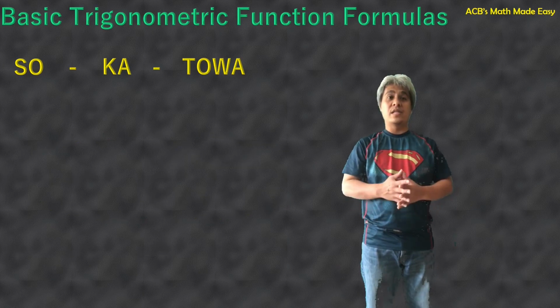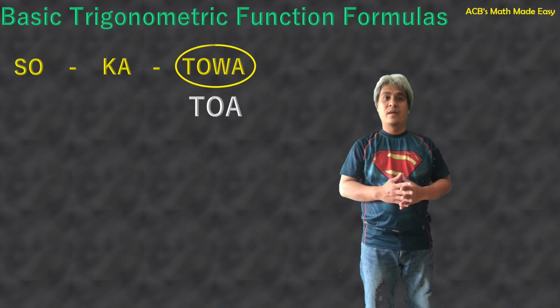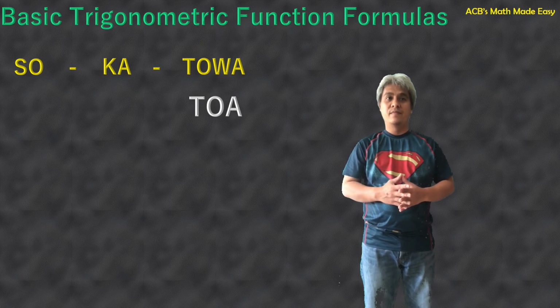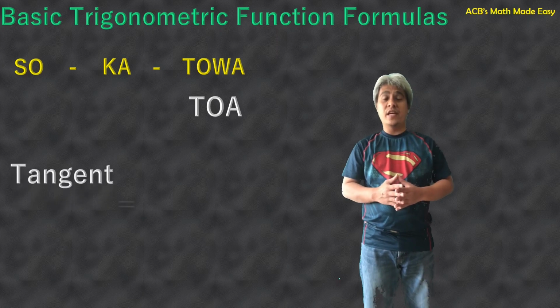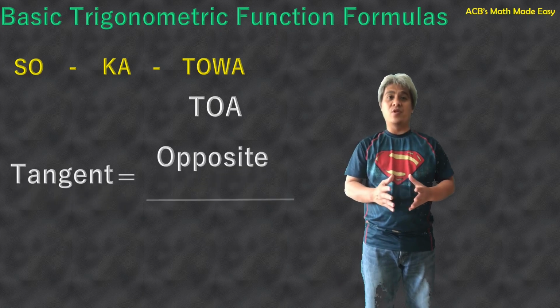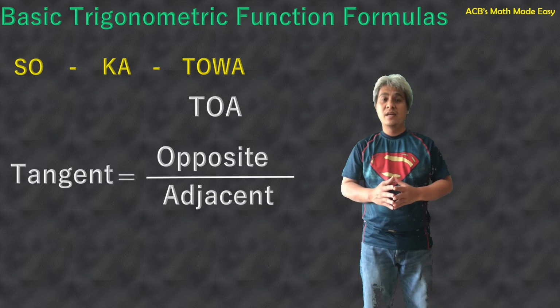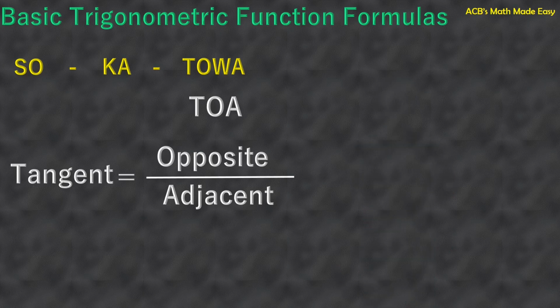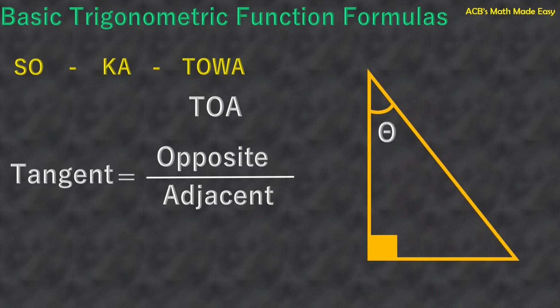TOA stands for "towa", T-O-A. T stands for tangent, O stands for opposite, and A stands for adjacent. Now, we will apply it to the right triangle. This is the right triangle, and this is the angle theta. This will be the hypotenuse, the base, and the adjacent of the angle theta.